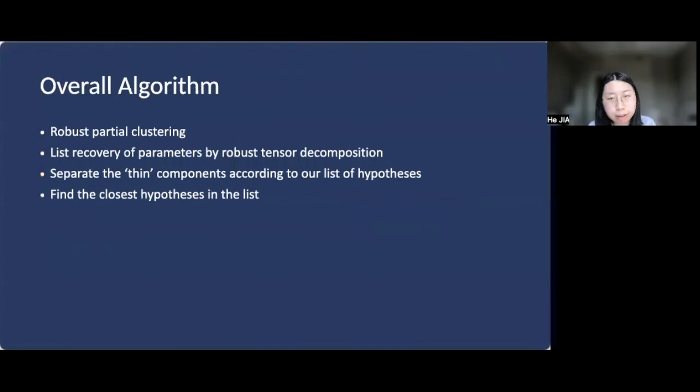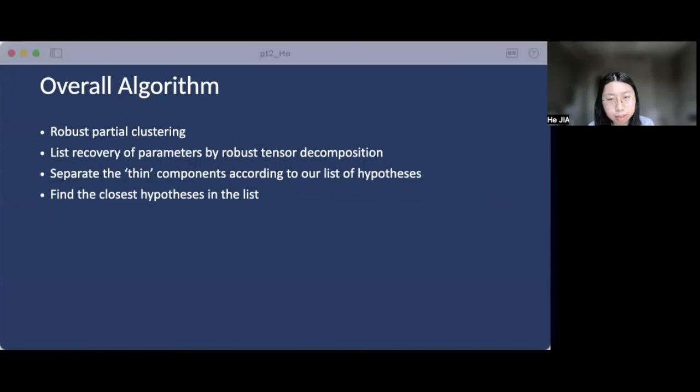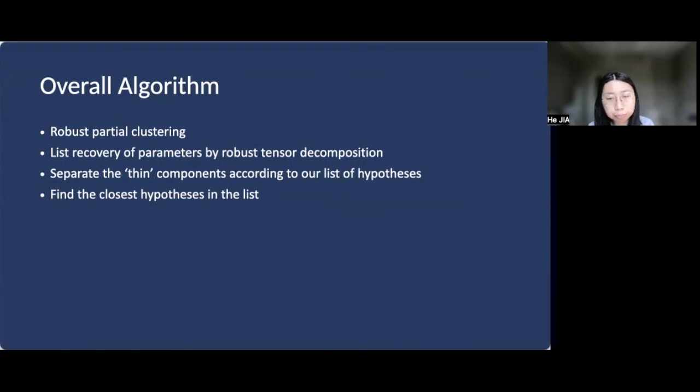Finally, we can give our overall algorithm. As we just saw, the first step is to do the robust partial clustering. After this, we'll have a list of submixtures. Then we can apply the list recovery of parameters by robust decomposition on the submixtures. This step will give us a list of candidate parameters. And we know that there exists at least one good parameter set that will be close to the true ones.